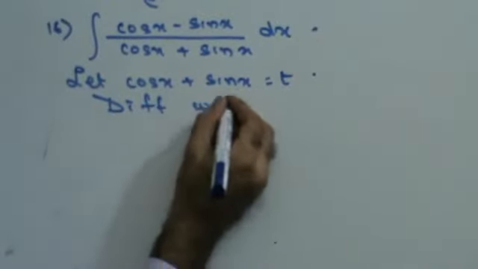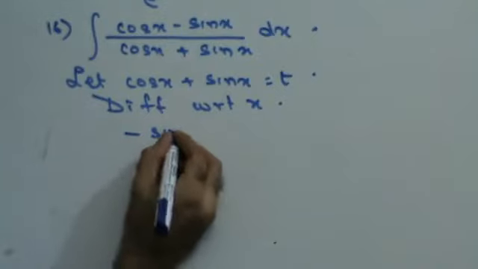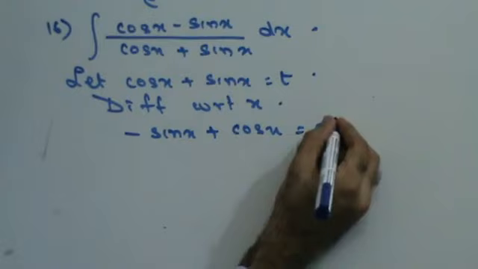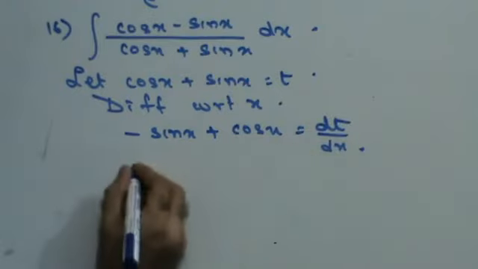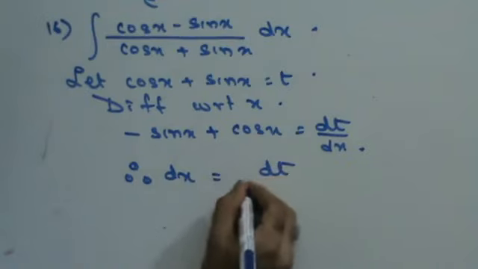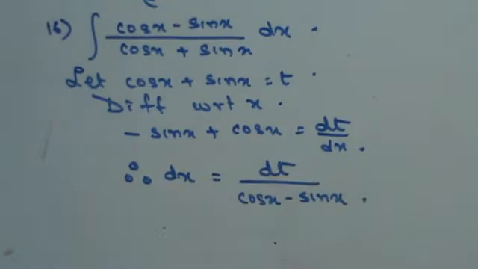Differentiate with respect to x. So d by dx of cos x is minus sin x, d by dx of sin x is cos x, is dt by dx. Therefore, you will get dx is dt upon cos x minus sin x.